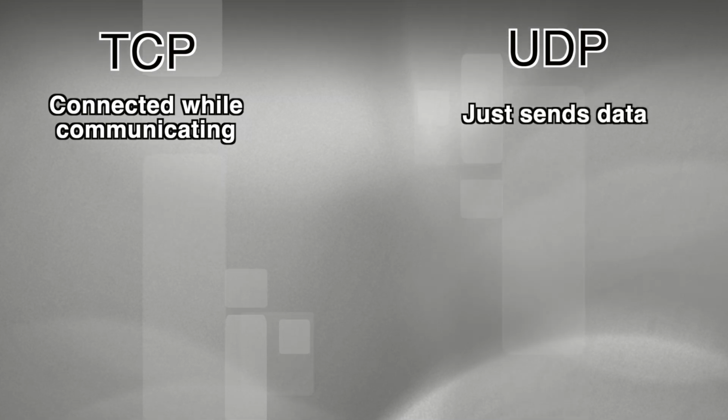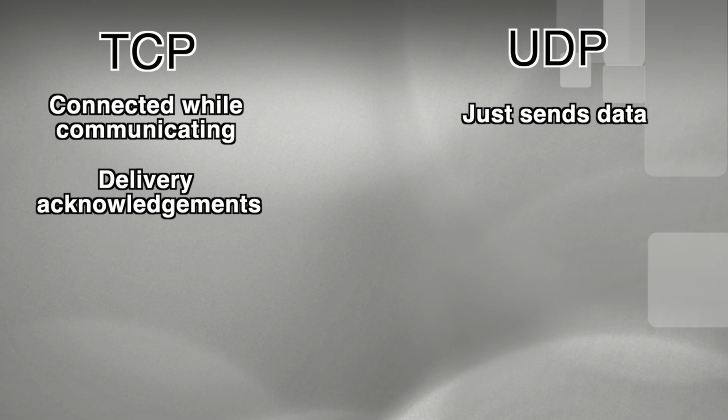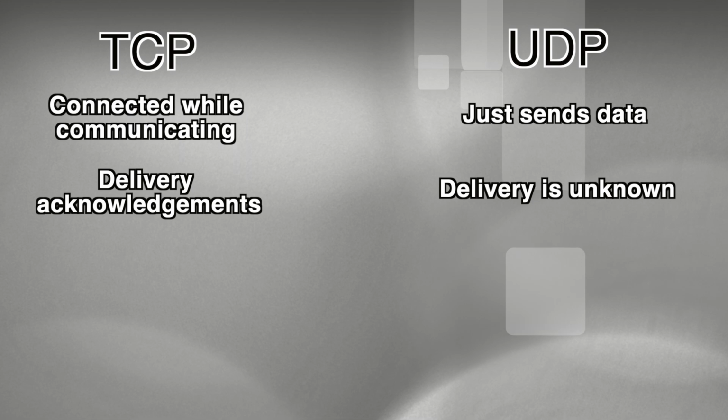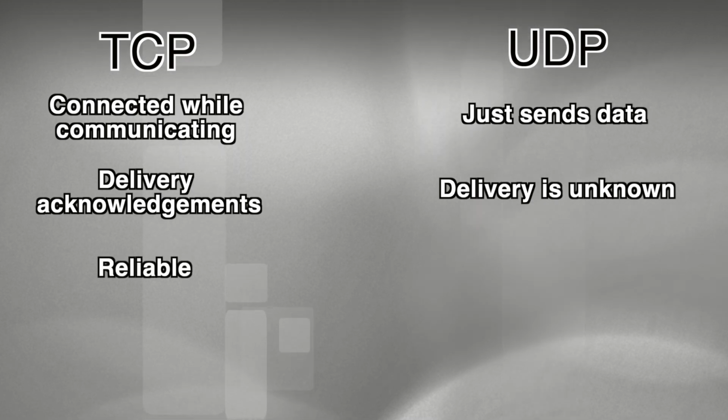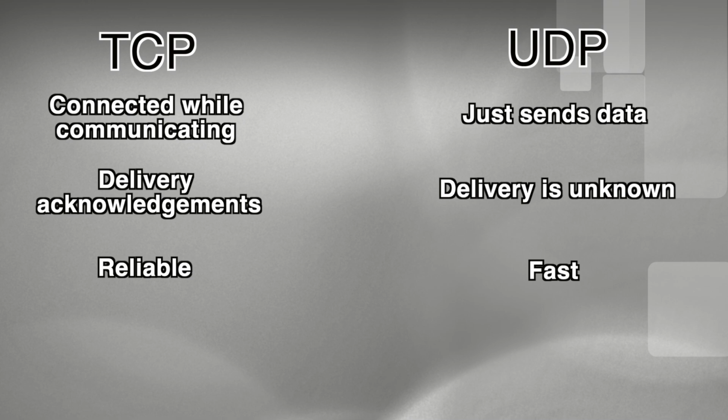So let's summarize what we learned about TCP and UDP. In TCP, computers are connected during communication. In UDP, they just send data to the network. In TCP, we know when a message was delivered, while in UDP we don't know if it was delivered at all. TCP is reliable. If our messages are important and we don't want to lose them, it's better to choose TCP. On the other hand, UDP is fast. If we want to send a lot of messages and it doesn't matter to us that some of them will be lost, we can use it.